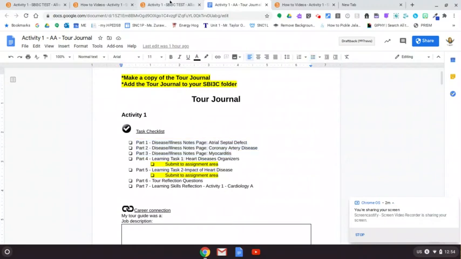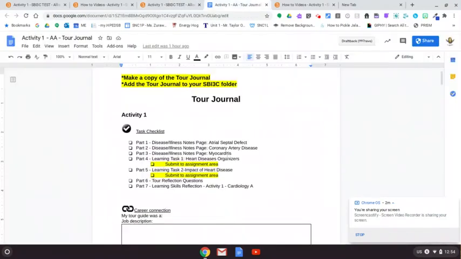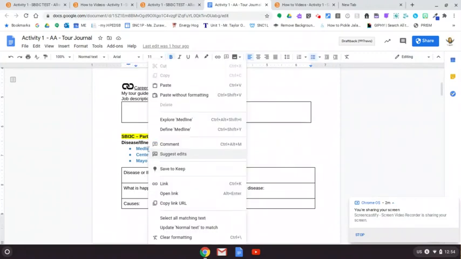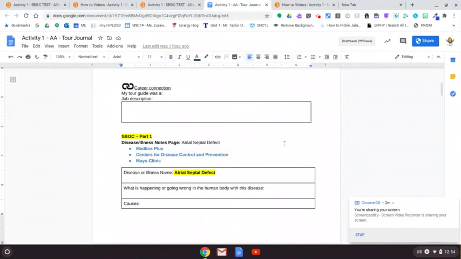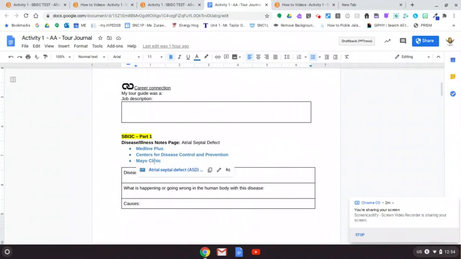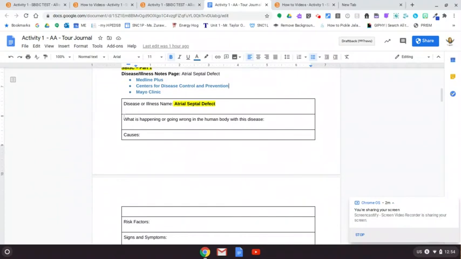Some of that information is found in the content on these pages, and some of it you have to look up. If you have a look here, all of these are live links to specific web pages that are going to provide you with information about the defect that you're looking at. So what do you need to find out? You need to find out what is happening or going wrong in the human body with the disease. So what exactly is this illness?